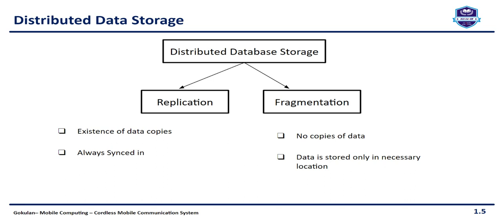The next type is fragmentation. In fragmentation, the relations are fragmented, which means they are split into smaller parts, and each of these fragments is stored on a different site, where that particular location requires it. So from that particular location only we can access the data. In this, the data is not replicated, so no copies are created, and consistency of data is highly benefited from this fragmentation method.